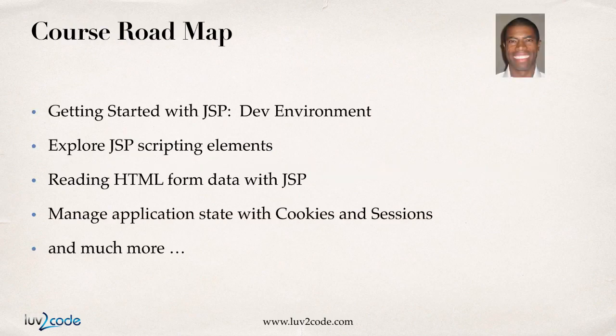So here's the course roadmap. The first thing we're going to do is learn how to get started with JSP by setting up our development environment. Then we'll explore some JSP scripting elements. Next, we'll learn how to read HTML form data with JSP. And then I'll show you how to manage application state with cookies and sessions. And then we have a lot more things that we'll add to the course. So a lot of good things coming up in this course for you.